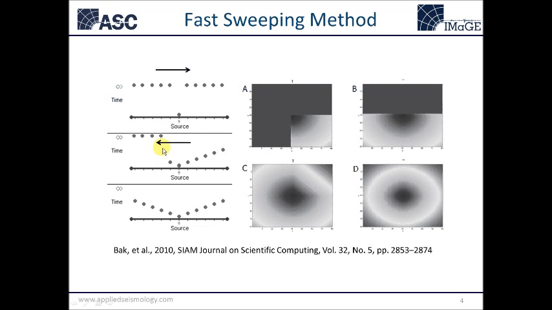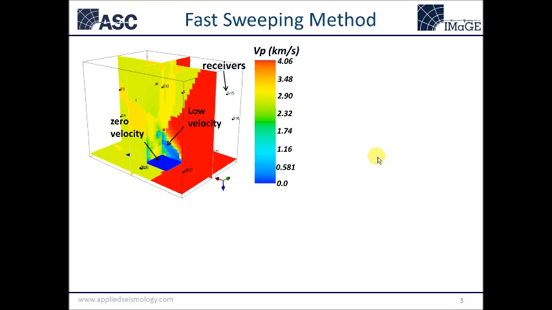The fast sweeping method can be applied not only to isotropic velocity, but also to anisotropic velocity models. Here is an example from an isotropic heterogeneous model. You can see a strong contrast between low velocity and high velocity, as well as a significantly low P wave velocity here, and a 0 velocity here, like a cavity in the space. Using the fast sweeping method on a single core CPU, it takes about 1 second to calculate the travel time on 10,000 grid points.